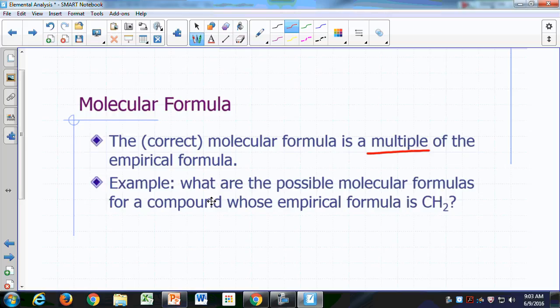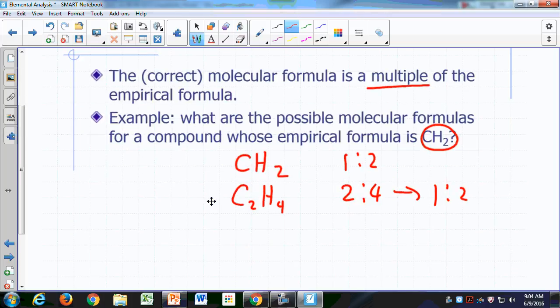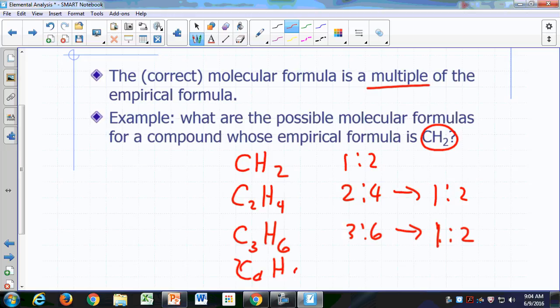So for example, if a compound has an empirical formula of CH2, the possible molecular formulas would be CH2, so that's a ratio of 1:2, or it could be C2H4, okay? That's 2:4, which is basically the same thing as 1:2. You could multiply the empirical formula subscripts by 3, and then you have C3H6. That's a 3:6 ratio, which is again equivalent to 1:2. So C2H4, C3H6, C4H8, all of these are going to have the same empirical formula, CH2.